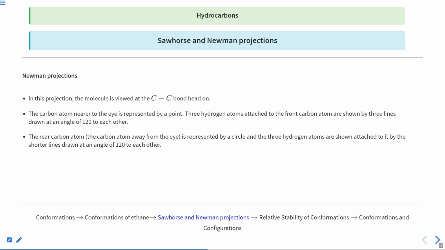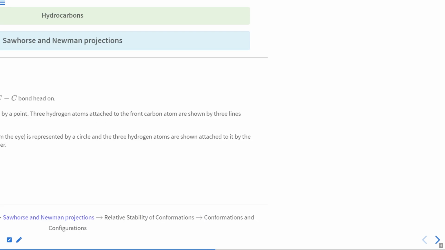So in this projection, the carbon near the eye is represented as a point and 3 hydrogens are attached to the front carbon. Similarly, 3 hydrogens are drawn at an angle of 120 degrees to each other. The rear carbon atom, which is the back one, is represented by a circle. The 3 hydrogen atoms are then attached to it by shorter lines drawn at an angle of 120 degrees to each other. So this is the diagram.